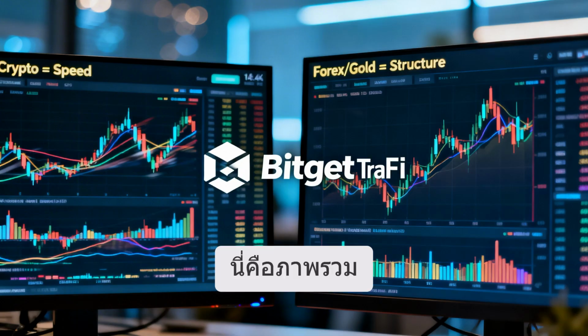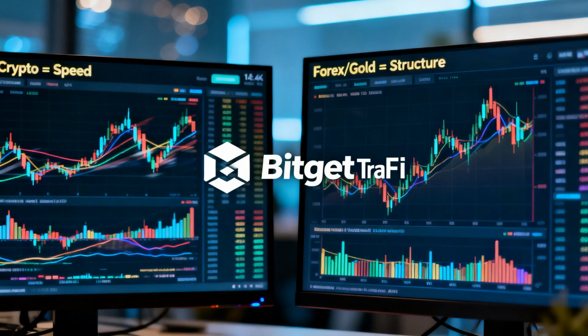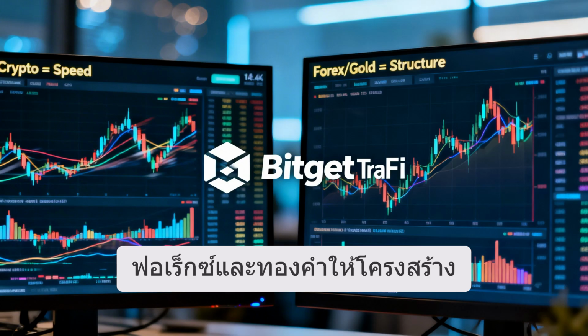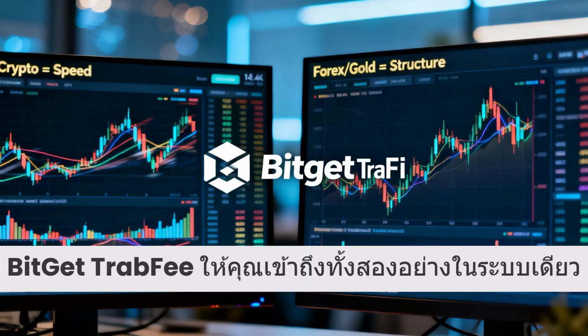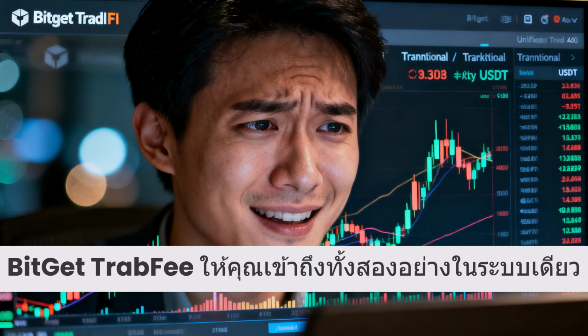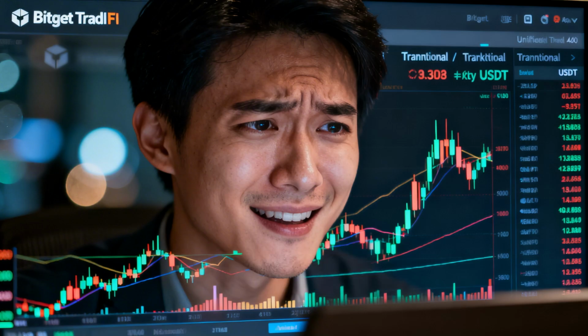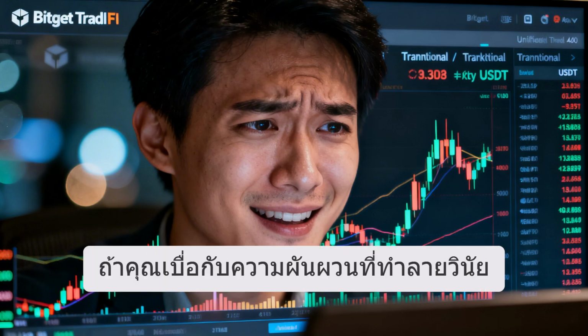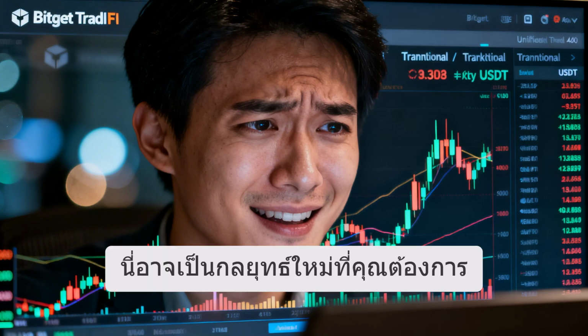So here's the big picture. Crypto gives you speed. Forex and gold give you structure. Bitget TradFi gives you access to both within one ecosystem using USDT margin. If you've been frustrated with volatility destroying your discipline, this may be the strategic shift you needed.